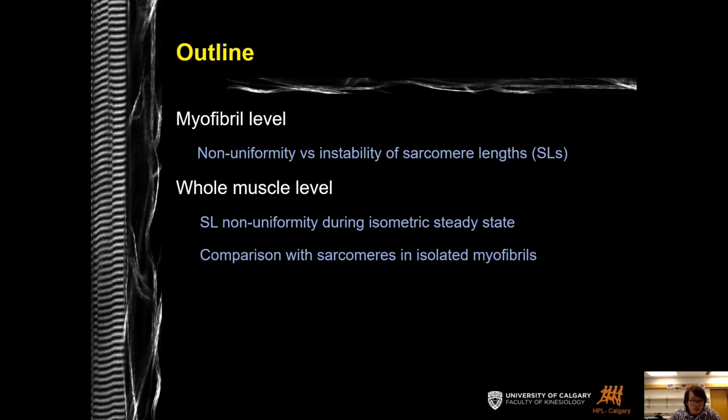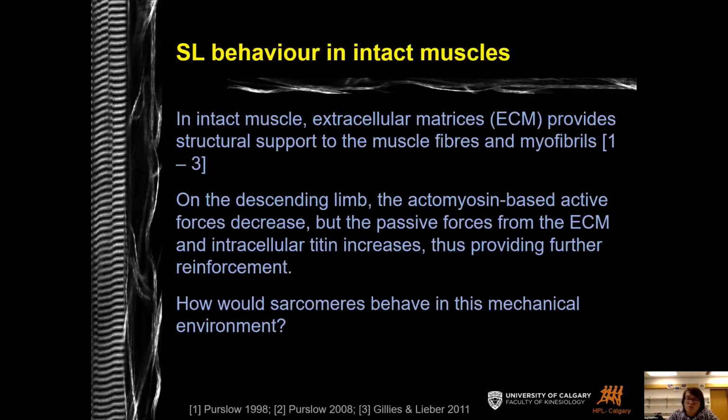Now that concludes the first part of my talk, and we'll now switch gears to move to sarcomere behavior at the whole muscle level. Unlike myofibrils, where only a few proteins such as titin or nebulin could provide structural support, there are abundant collagenous proteins in the extracellular matrix of intact muscles that offer structural reinforcement to the sarcomeres. This is especially true on the descending limb of the force-length curve, where passive forces from the matrix and the intracellular titin grow exponentially.